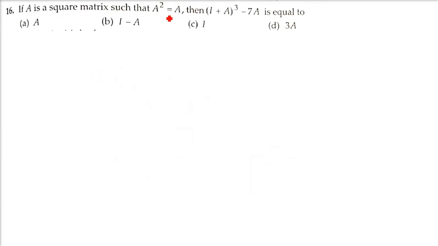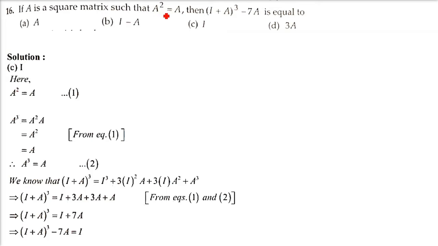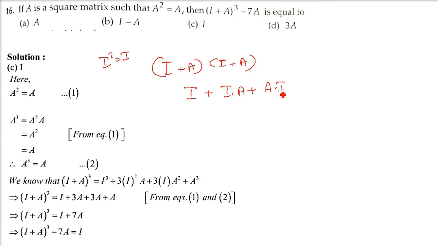If A is a square matrix such that A square equals A, then I plus A whole cube minus 7A is equal to what? So we are going to use this A square equals A in the expression I plus A whole cube minus 7A. First we will try to find out I plus A whole cube. We are not going to apply the A plus B whole cube formula, that is not valid for matrices. So we'll first multiply I plus A with I plus A. So I into I is I square, that is I only. Then I into A, then A into I, then A square.